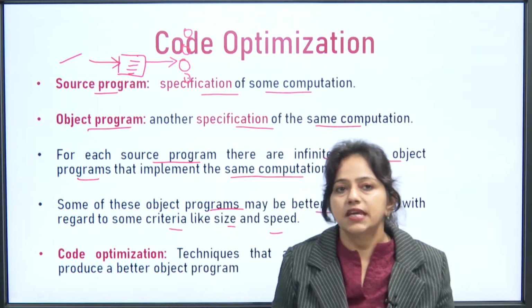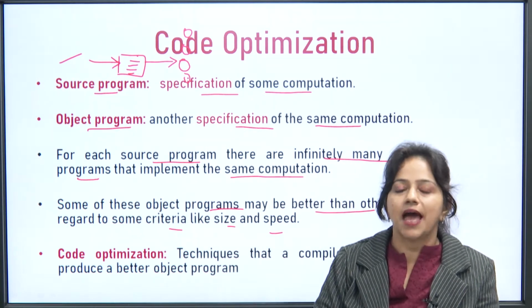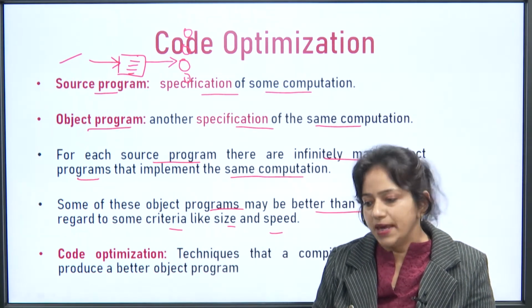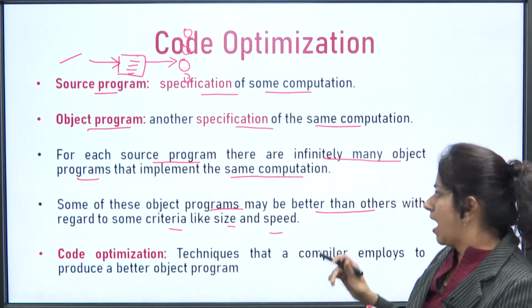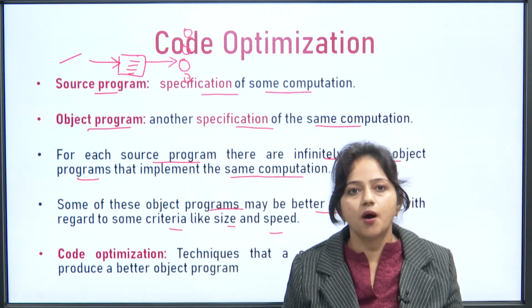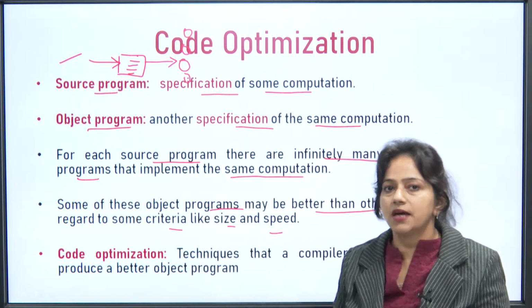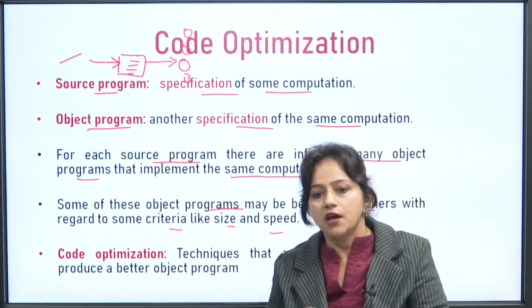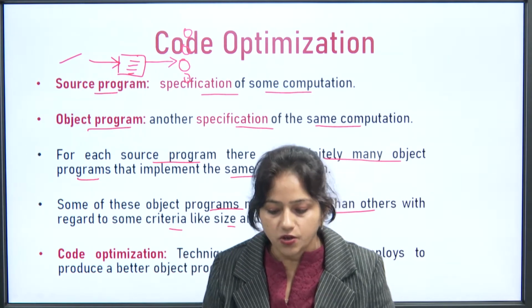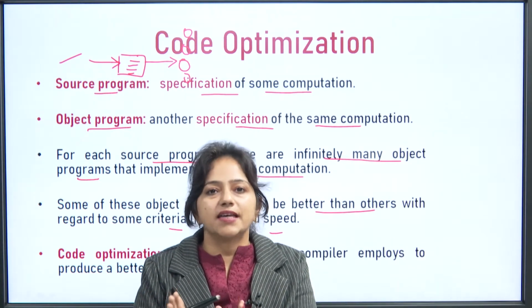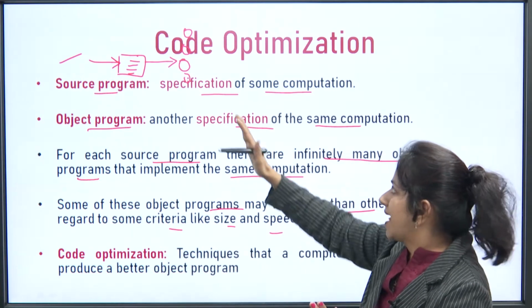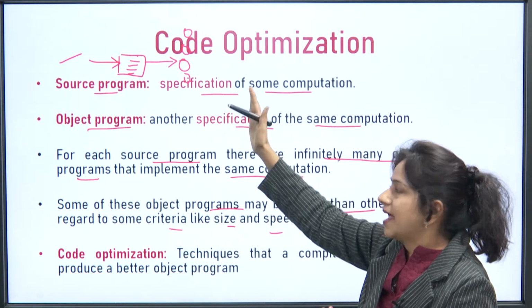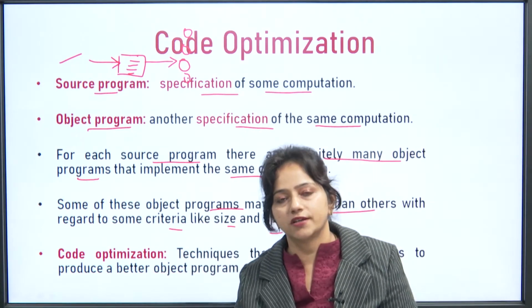Now, how do we distinguish them? We distinguish them based on their performance: how much time is required or how much space is required by the object program. So, some of them can be considered as better. If we are doing the translation here, then we are getting a better object code.